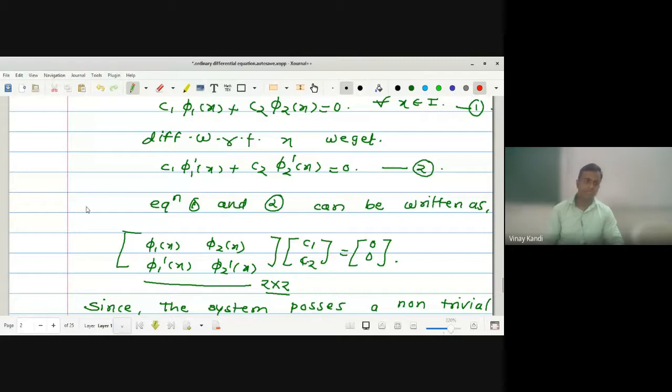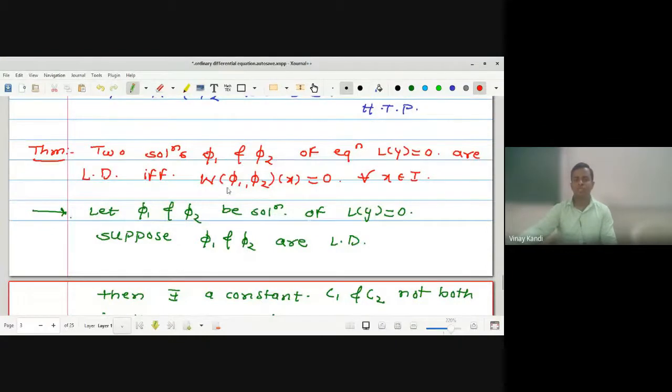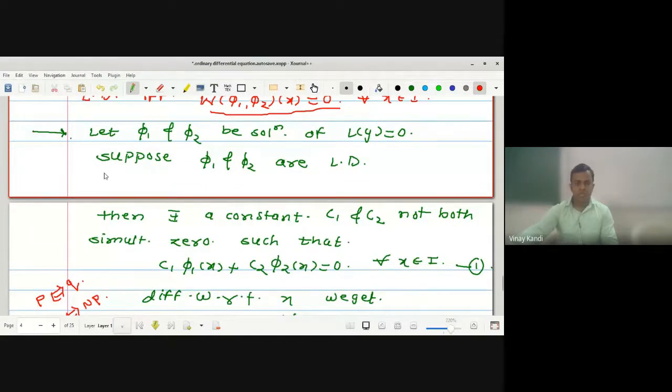P implies Q. What does it mean? Negation of Q implies negation of P. Okay, so what will the contrapositive statement be? If rho is not equal to 0, if and only if they are linearly independent. Okay, that we have already proved earlier. Okay, understood up to here? Any doubt up to here?